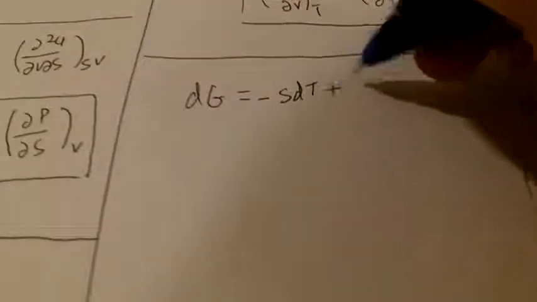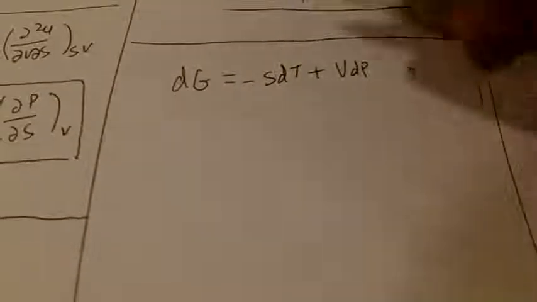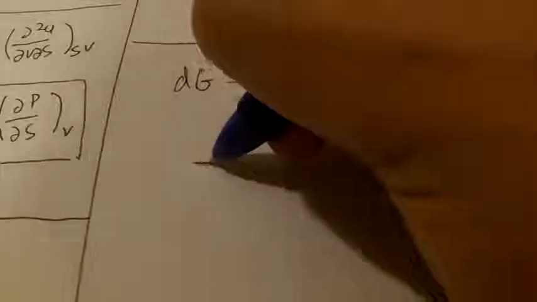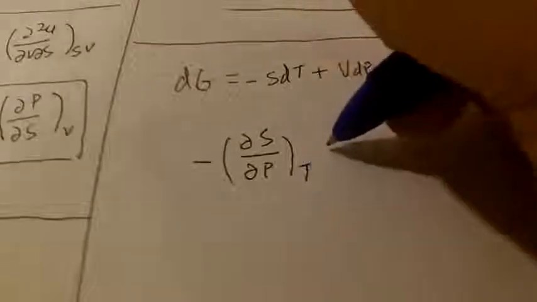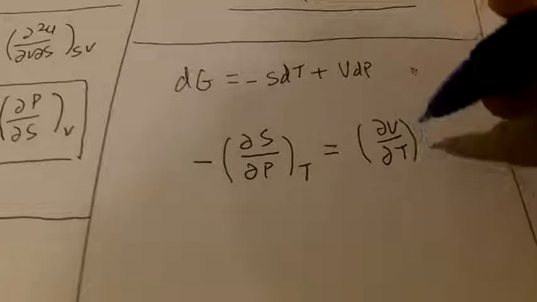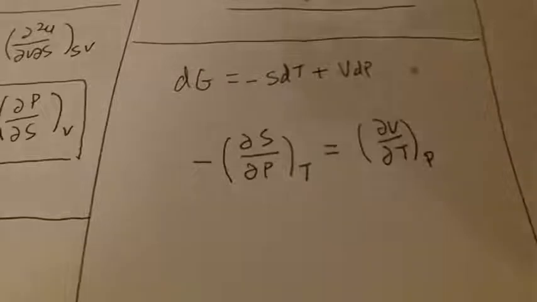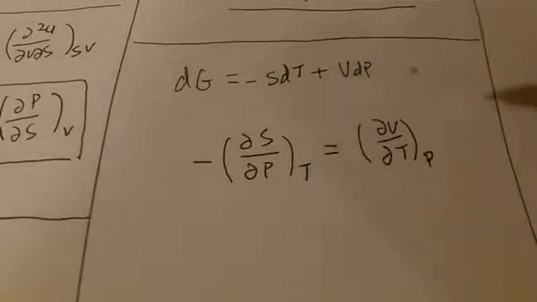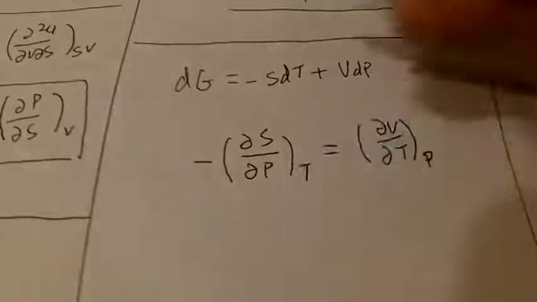And lastly, we have Gibbs free energy. And what do we do with S? We have negative del S del P at constant T equals del V del T, keeping P constant. Del V del T keeping P constant, and negative del S del P keeping T constant. Both are the same.